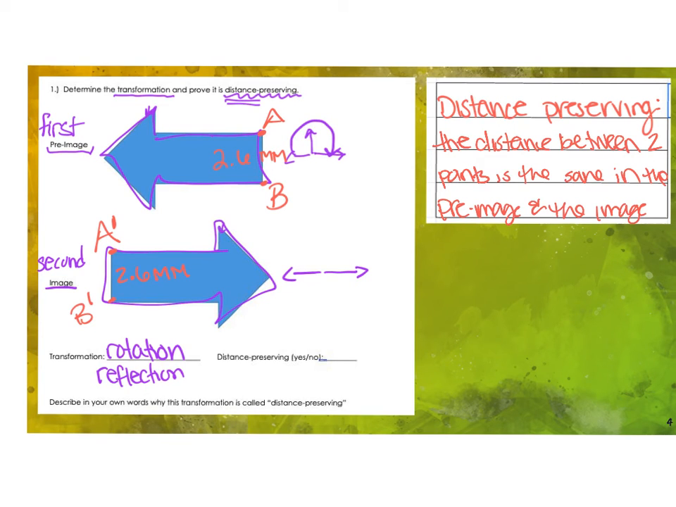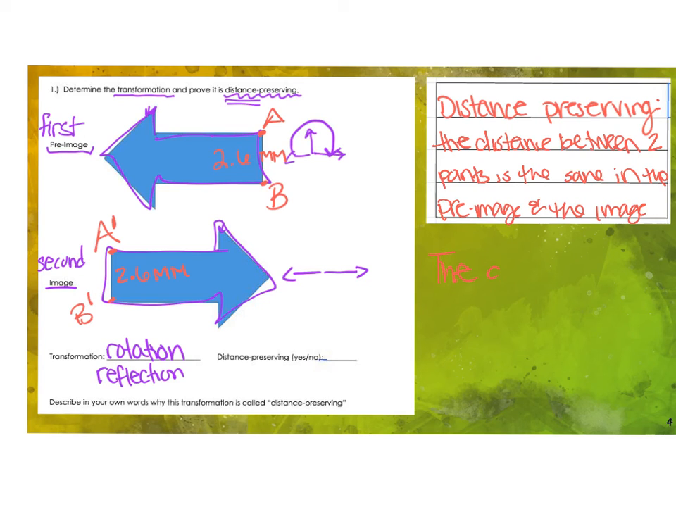Your common sense definition that you ask yourself is, are these images the same size? They're the same size, it's distance preserving. When you're writing it out for math, you're going to tell me the distance between A and B is the same as the distance between A prime and B prime. So I'm going to write that down here so that you know how to write an answer on an exit ticket, for instance, to get full credit.